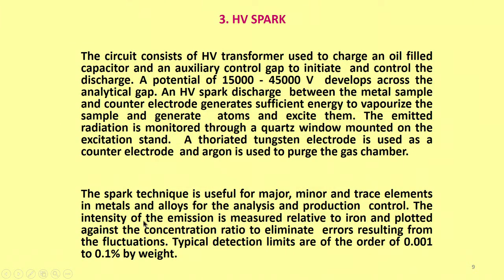So, the spark technique is basically useful for major, minor and trace elements in metals, and that is also used for the analysis of the alloys and for production control. See, the point is, whenever you are producing a metal or an alloy, generally the procedure is you take the two metals and then melt them and then mix them together and then allow it to quench, and then the moment it is quenched and becomes an alloy, you just take a small sample and you need to analyze it immediately to adjust the composition.